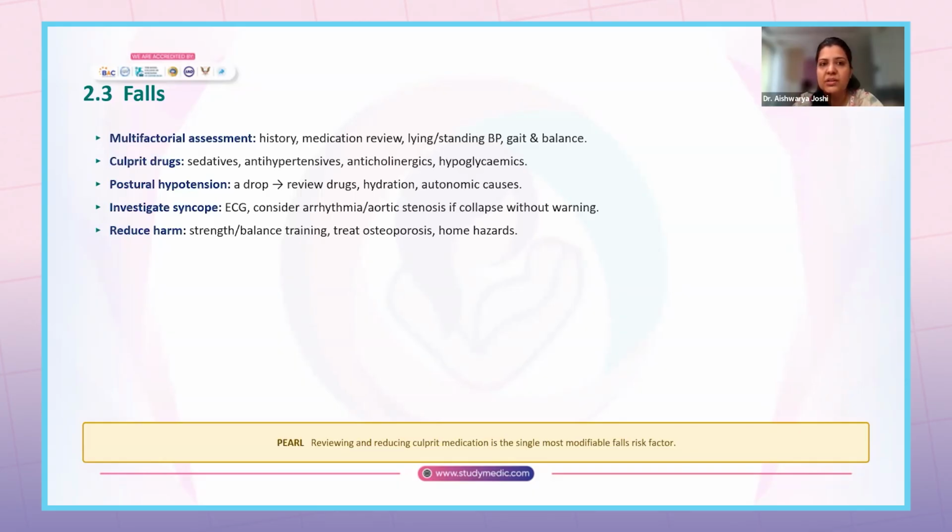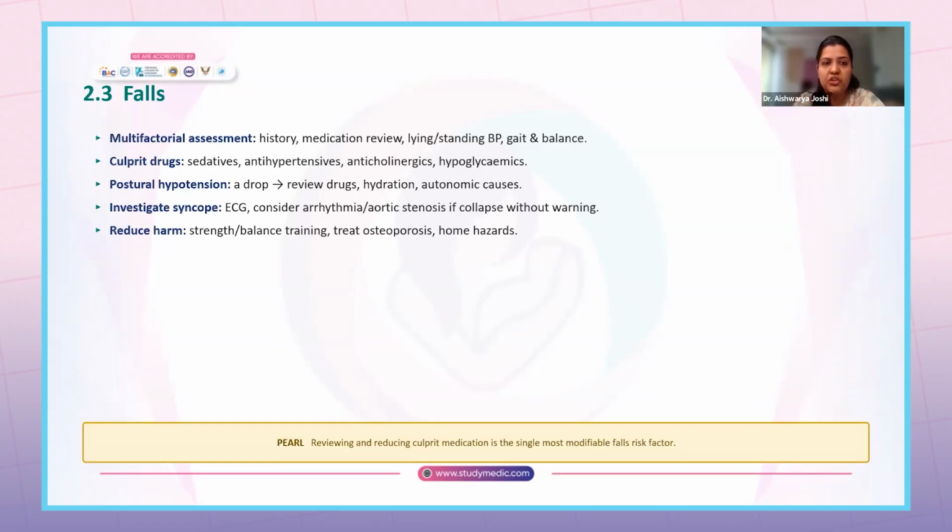Postural hypotension, which is a drop of blood pressure, has to be measured, and it has to be checked whether they can be attributed to drugs or hydration status or autonomic diseases. Investigate syncope by doing ECG or Holter also. Consider arrhythmia, aortic stenosis if collapse is there without a warning. It could be even migraine. There are multiple causes of syncope.